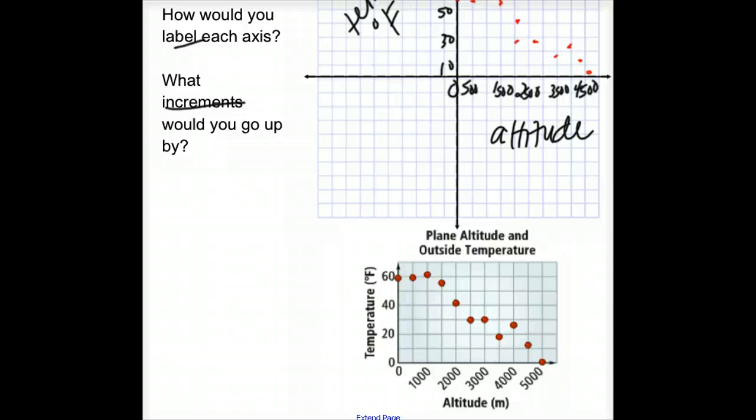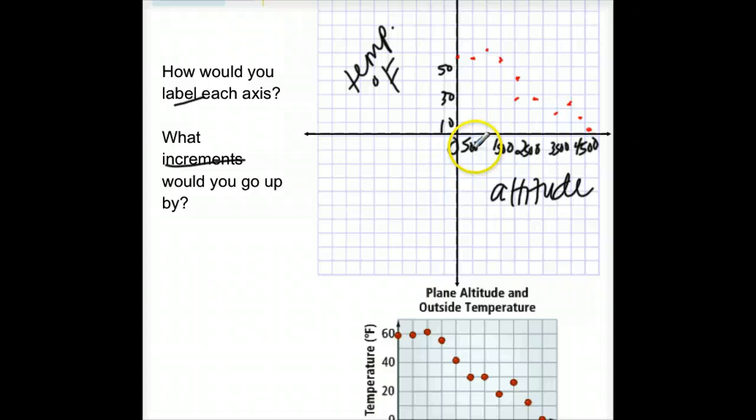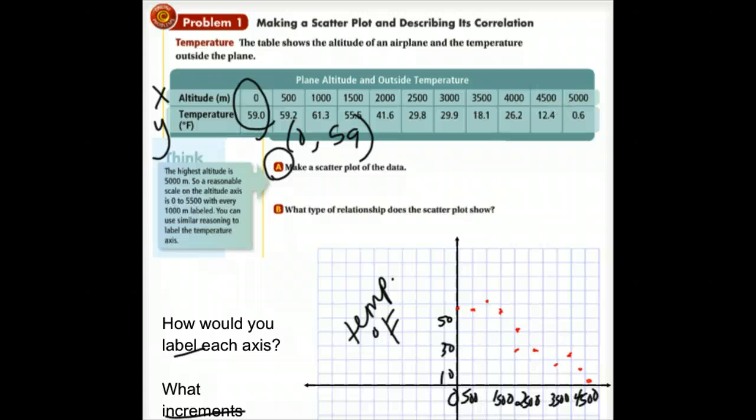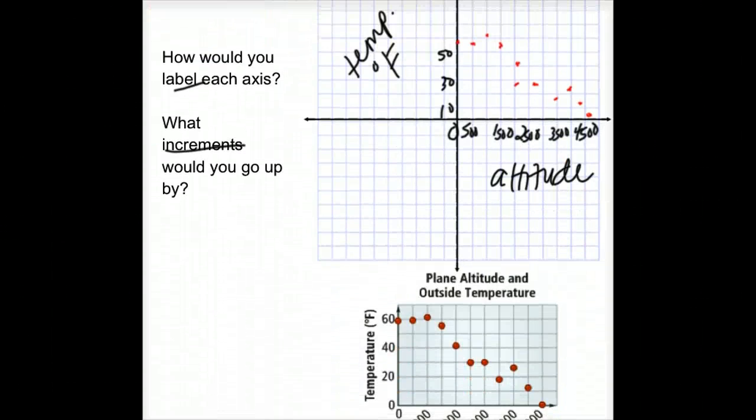This is what the book shows, so mine is pretty similar, which is good. I labeled both my axes, showed you what my increments are, and plotted my points. Let's talk a little bit about the correlation before I go on. If you look at our graph, does it have a positive, negative, or no correlation? I would say for the most part our points go down, so I would say this graph has a negative correlation.